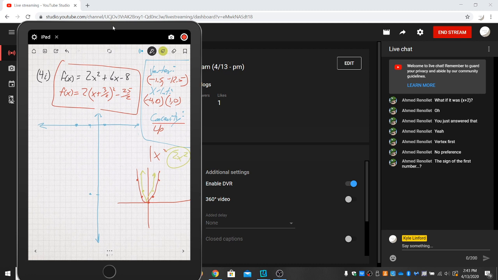Again, we can get more into this later on in spring semester. But for right now, just know that being a positive 2, it's going to open upwards, and you can just connect these points as best you can. But what I'm going to do here is say, since this is a 2, if I go over 1 unit, I can go up 2 units.